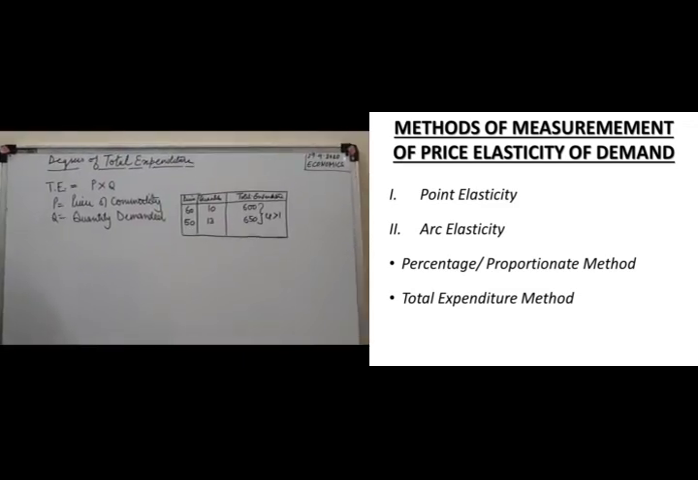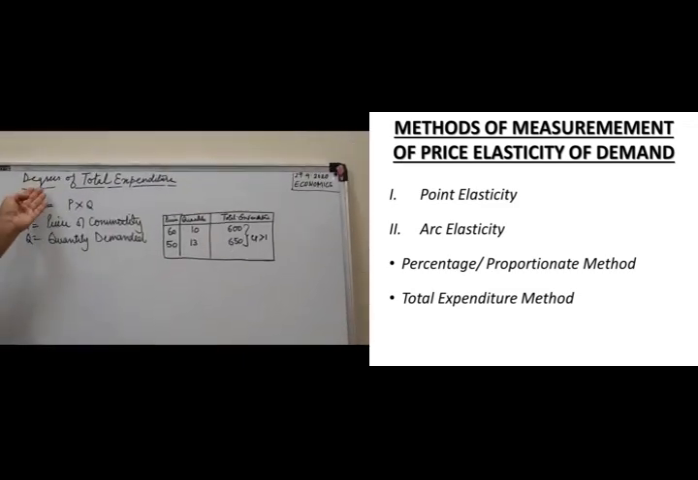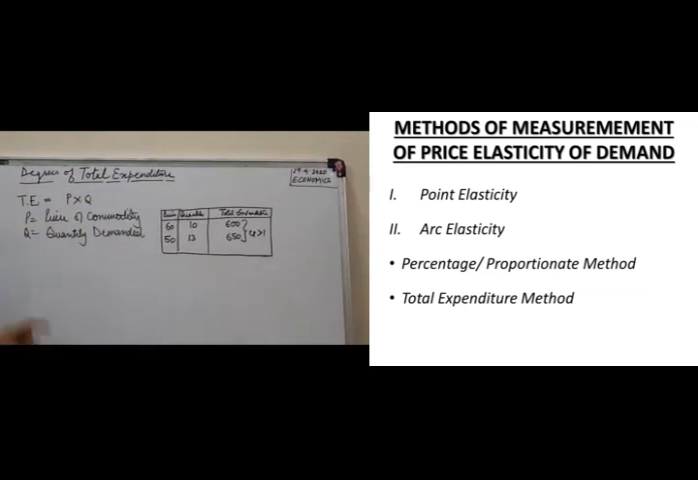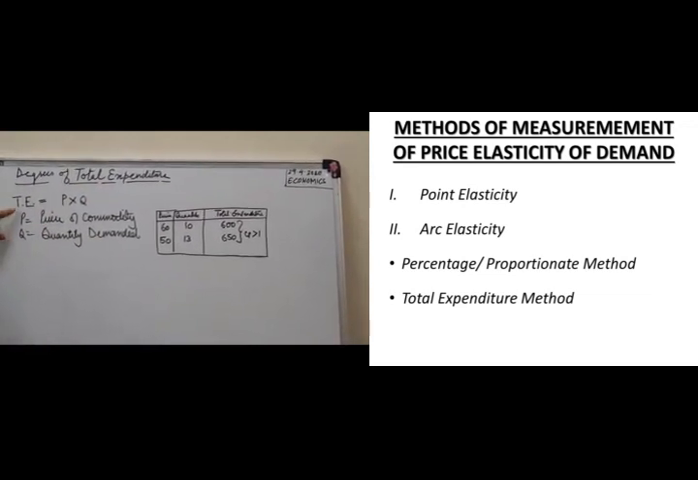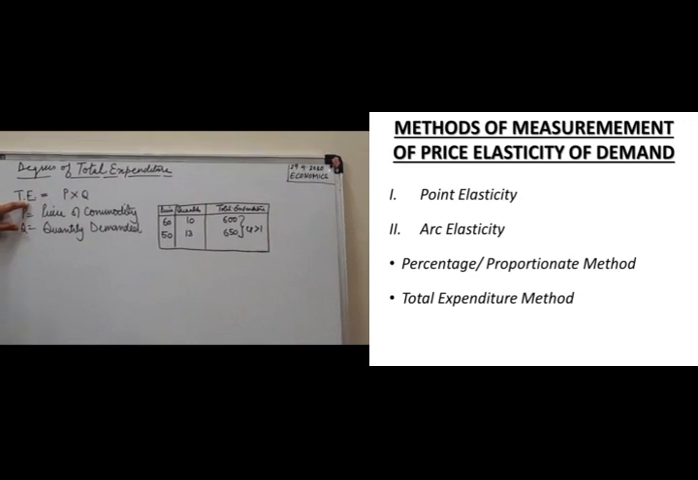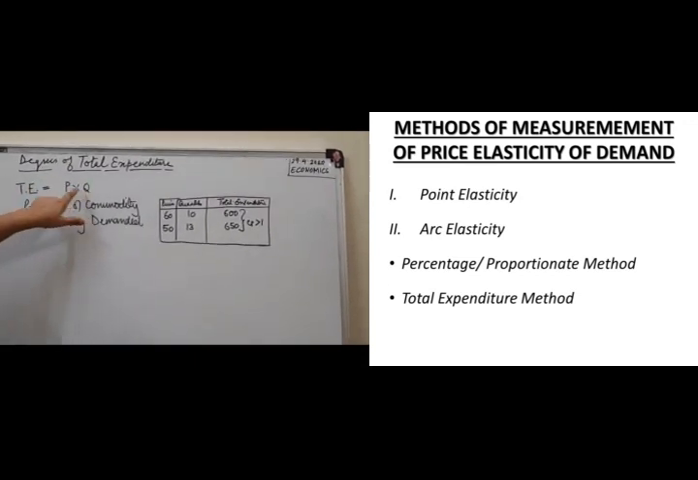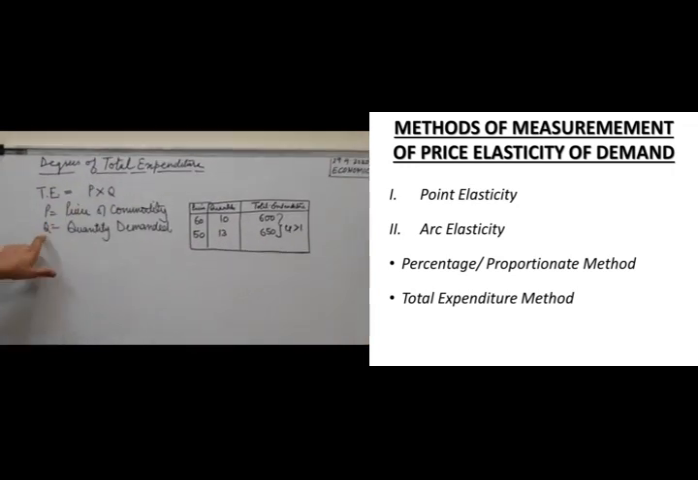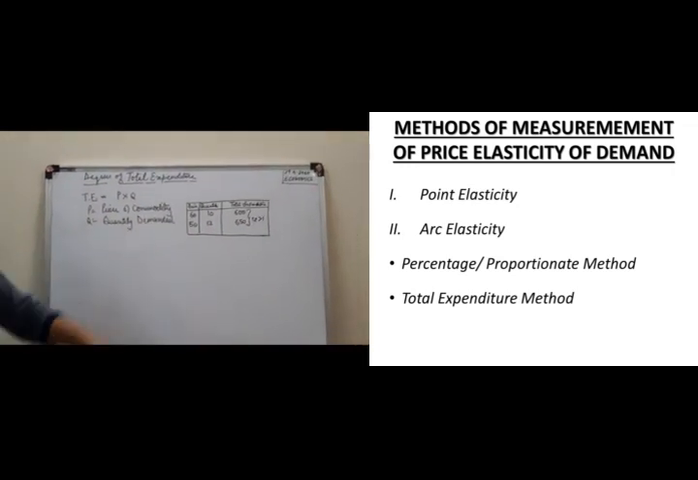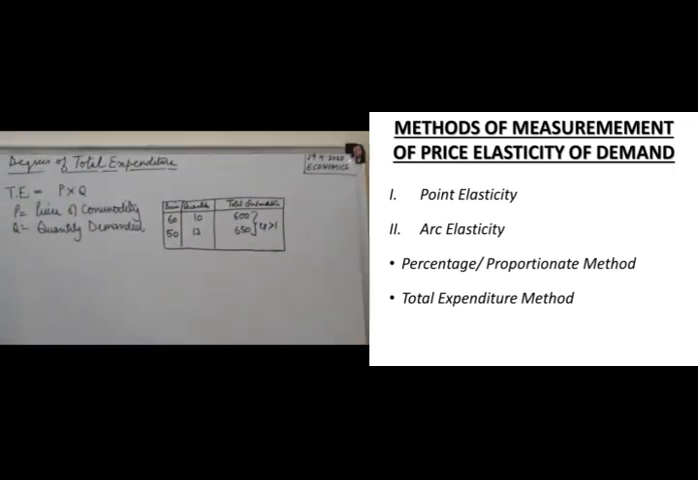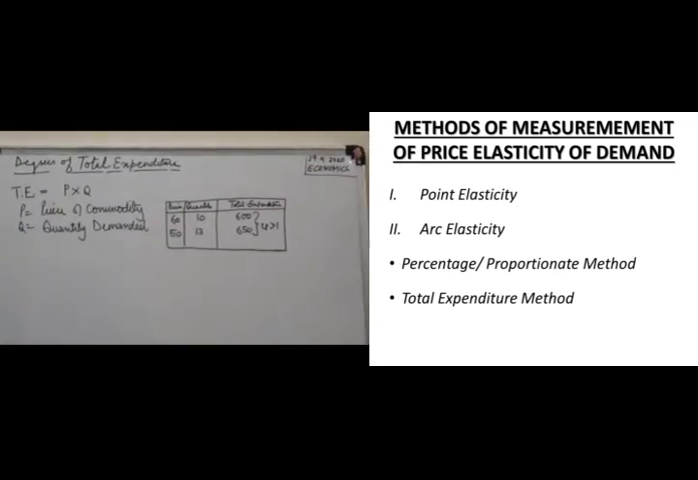As you can see on the board, we are going to study the total expenditure method, the degrees of total expenditure. Total expenditure can be derived by multiplying price into quantity. P stands for price of the commodity and Q stands for quantity demanded. The first degree of the total expenditure method is elastic demand.